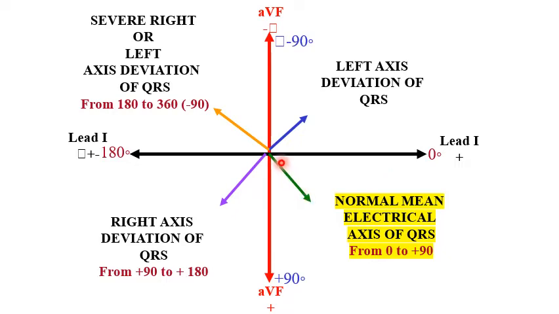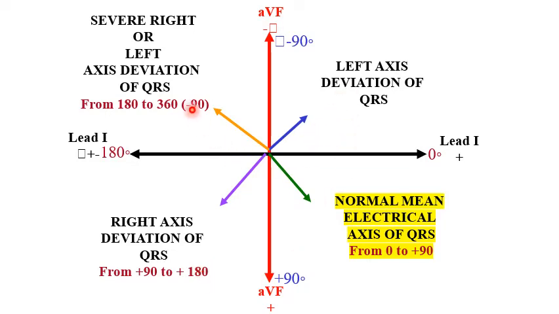But if the angle was between 0 and minus 90 here, this is what we call left axis deviation of the QRS. So the axis is deviated to the left. If the angle was between positive 90 and positive 180 here in this quarter, this is a right axis deviation of the QRS. So the axis is deviated to the right.